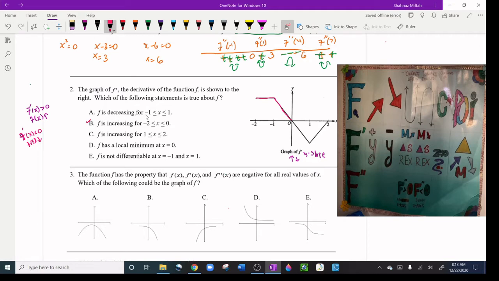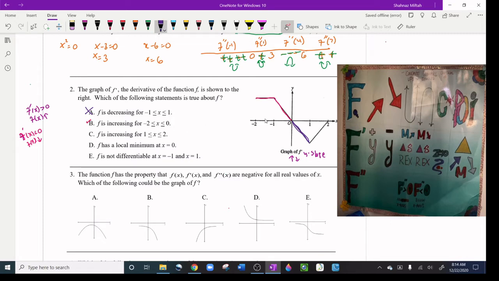F is decreasing for negative 1 to 1. I don't know that. From 0 to 1, it's decreasing right here because all the y values are negative. But negative 1 to 0 is increasing. So this one is wrong because negative 1 to 1 is not decreasing. Half of it is decreasing, this half, and this half is increasing.